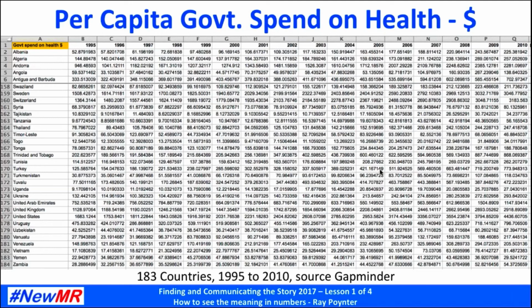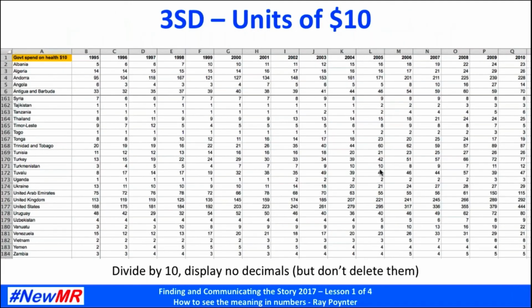So here is some data. It's really important data from 1995 to 2010 for 183 countries. It's the per capita, how much does the government spend per person in that country on health, expressed in US dollars. And you may be peering at the screen. You may simply be leaning back because those numbers are really hard to work with. We have got 1, 2, 3, 4, 5, in some cases 8 decimal places in those numbers. It's just really, really hard to work with.